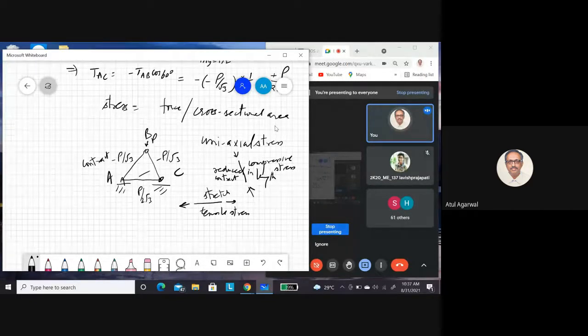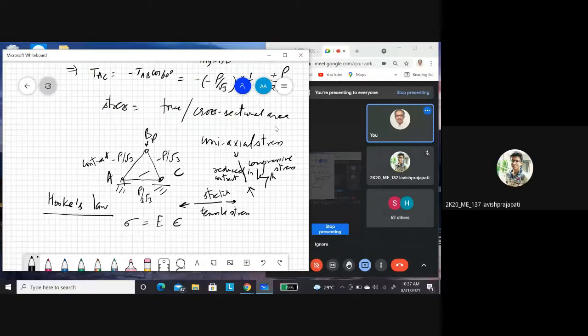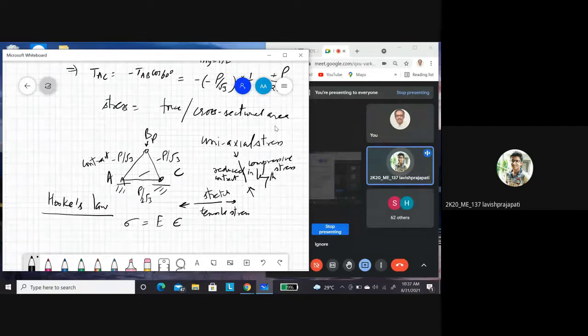So can you find the change in length of the bars? Because you know the stresses. You have read Hooke's law in your 12th standard. Have you read Hooke's law? Yes. Have you seen this expression? Anybody? Lavish? Sir, only hazy memories.